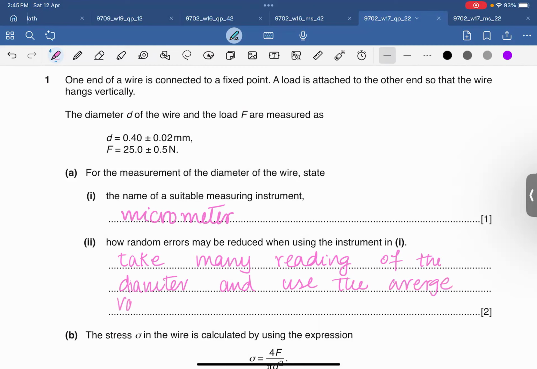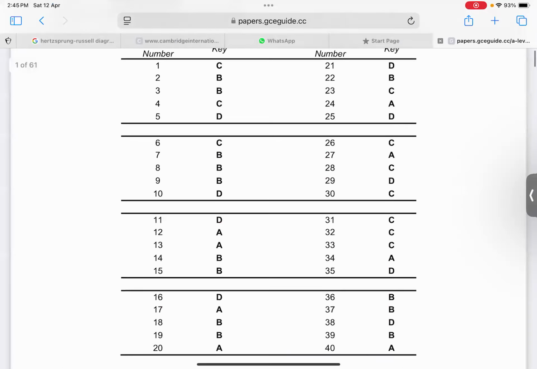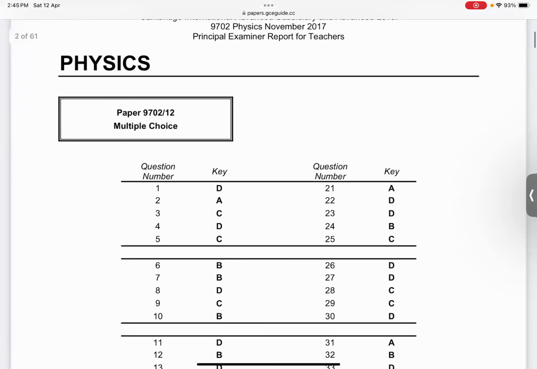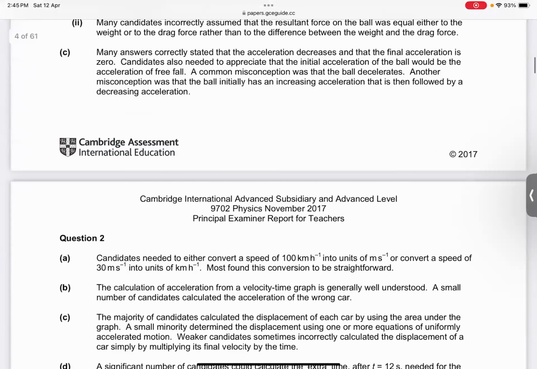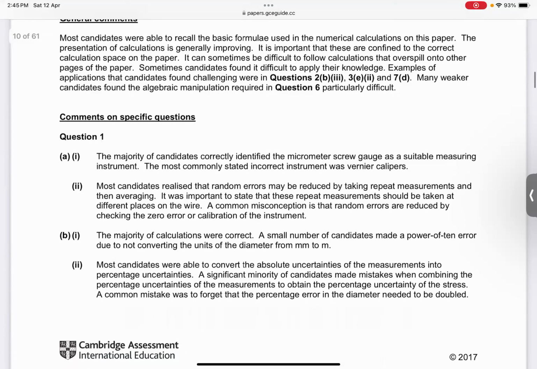average value. सही हो गया, इसकी जस्ट एग्जाम रिपोर्ट चेक करते हैं। Okay, that's 11, we have to go to 22. Most candidates realize that random error may be reduced by taking repeat measurements and then averaging. It was important to state that these repeat measurements should be taken at different places on the wire. Okay, so you have to write the different places on the wire.